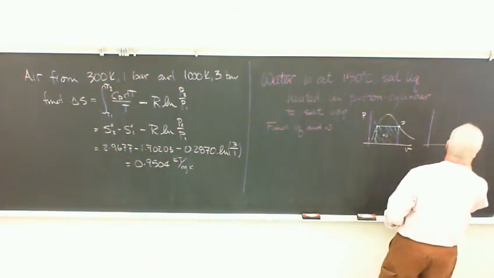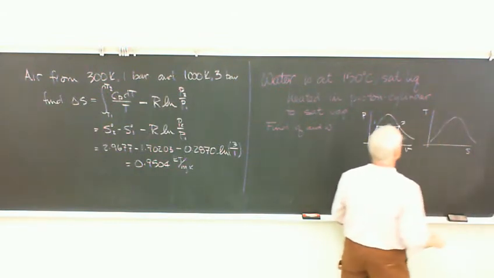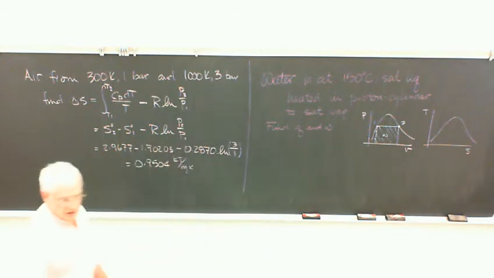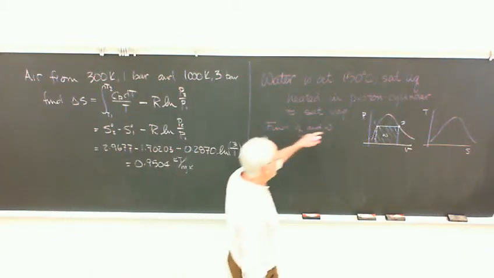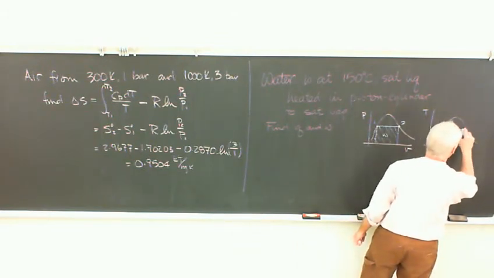And on a TS diagram, the dome's a little bit different shape, but that's not terribly crucial. We're just trying to get an idea from these things. What's the process look like on a TS diagram? Why would it be straight across? We're under the dome. We're not changing pressure. We're not changing temperature either.